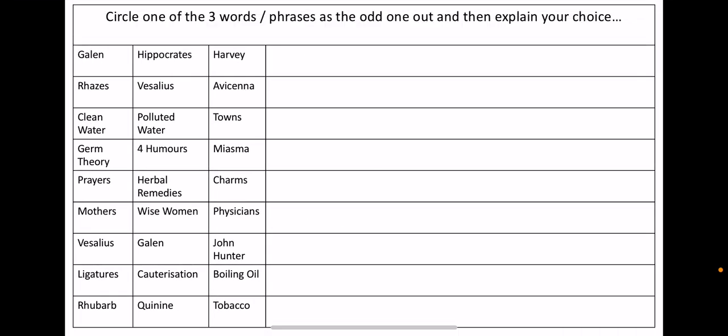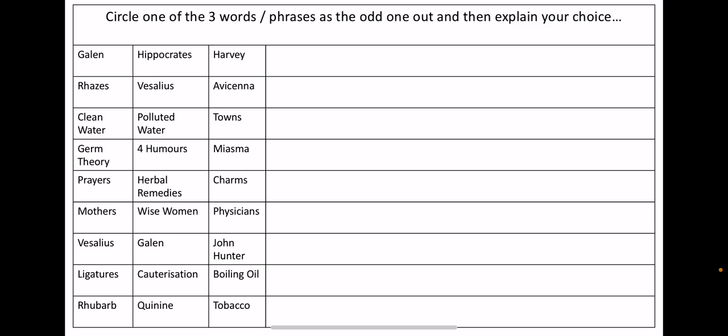Hello Year 11. So first thing I want you to do for this lesson is to circle one of each of these three words. You've got them in little threes, so you've got Galen, Hippocrates and Harvey as your first three words, and you've got the following below them. And you are going to identify which one is the odd one out and explain your choice. Have a think really carefully about this.